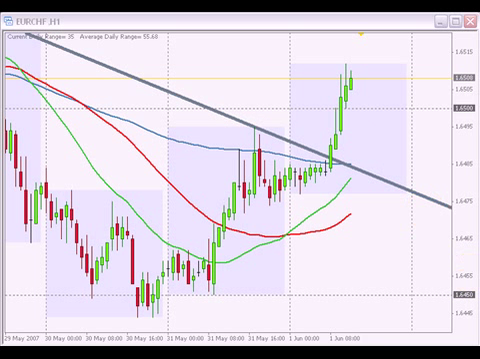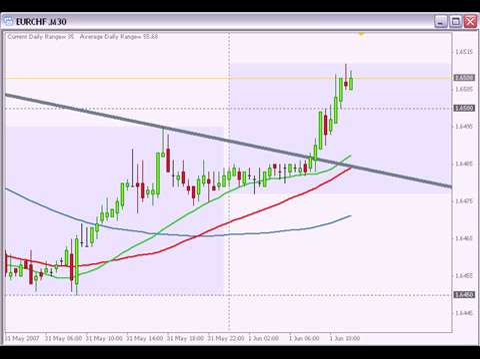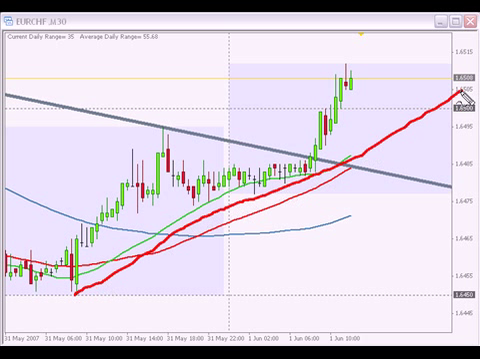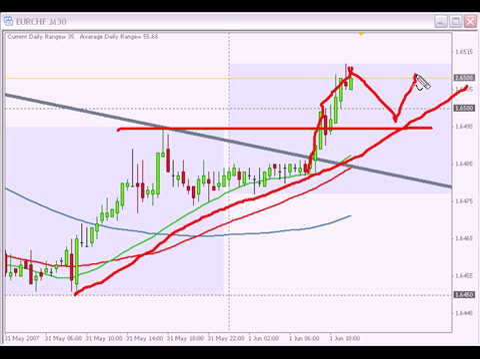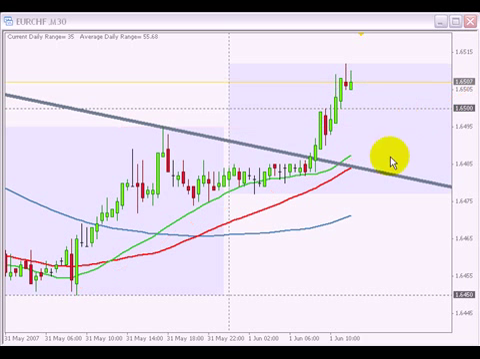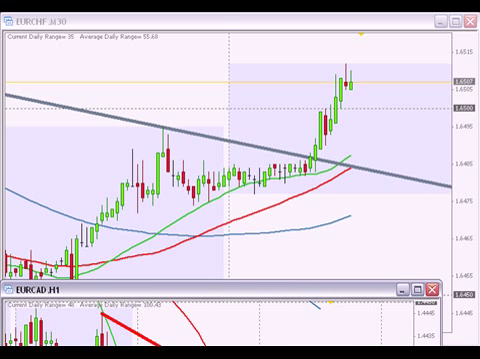In the 30-minute chart already the moving averages are pointing up, and an uptrend is being formed. So basically, like I say, what I'm looking into is a possible retrace back to this area, and then from here search for a long entry. All right, that's the Euro CHF.